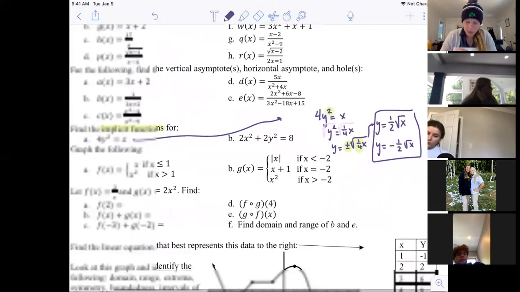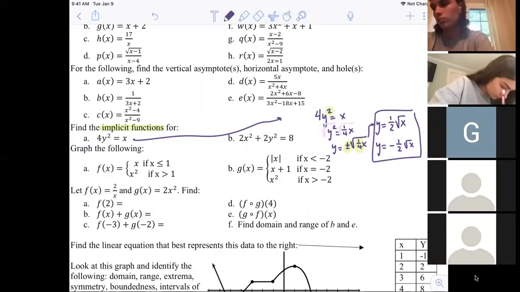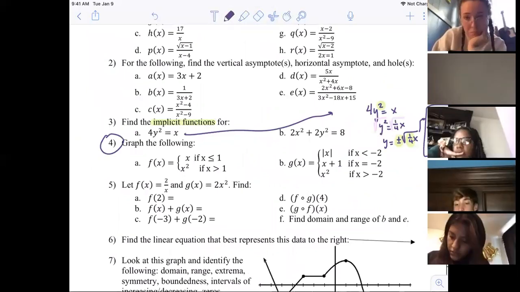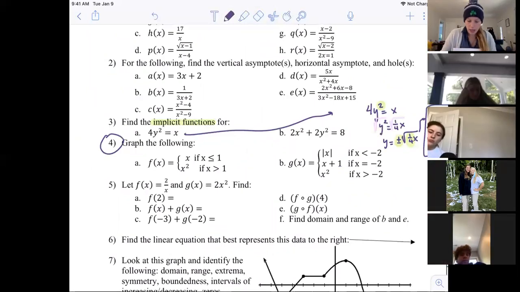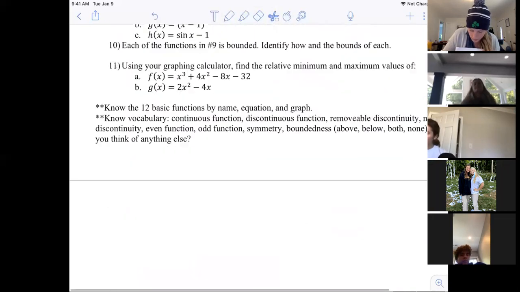All right, what next? My last class and I just spent a long time on these piecewise functions. Do you think that's a good place for us to go? Number 4? Okay, let's look at number 4. I'm going to copy and paste it down below.